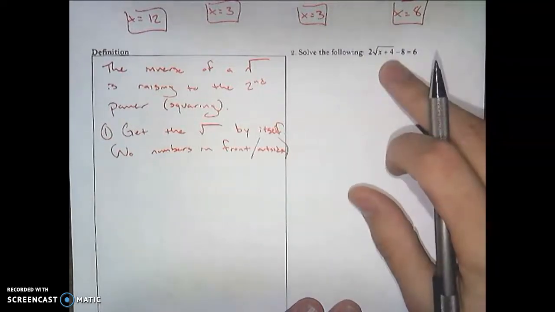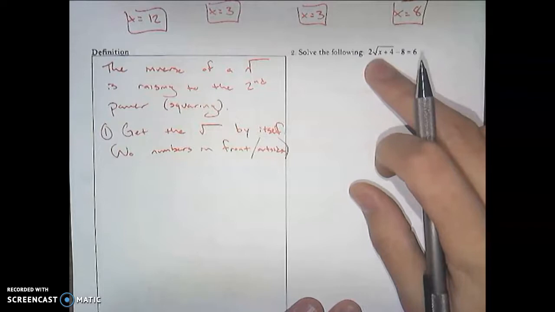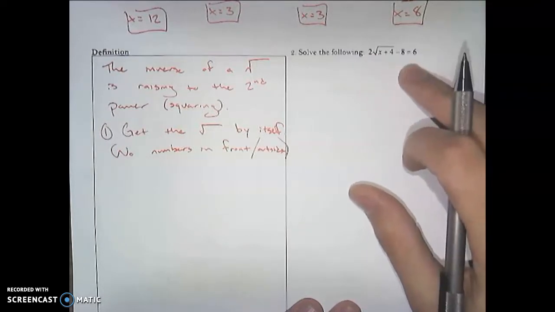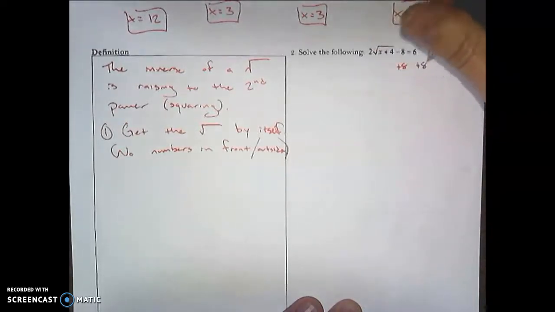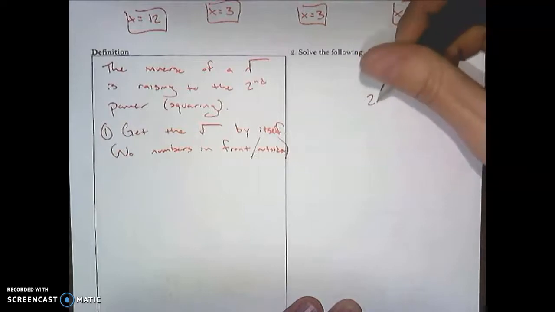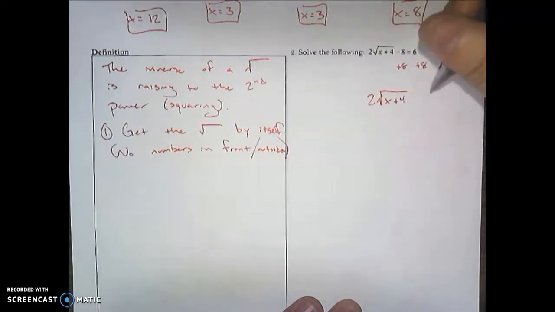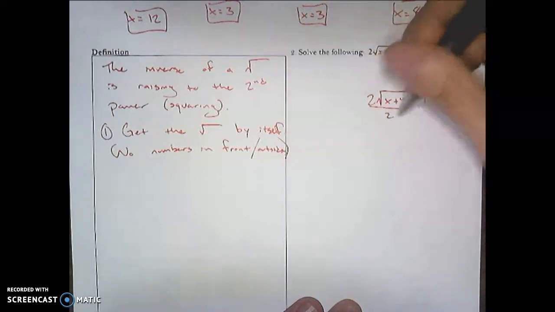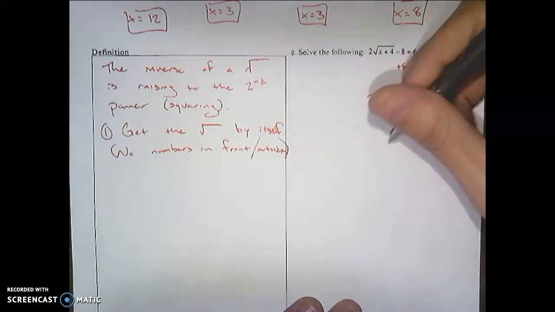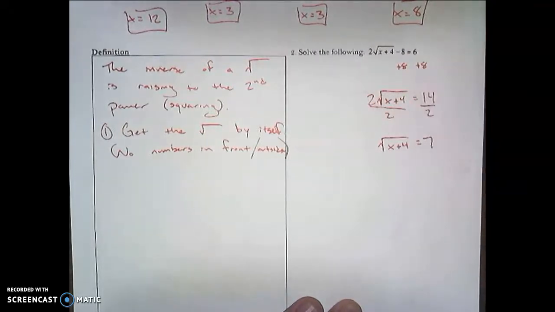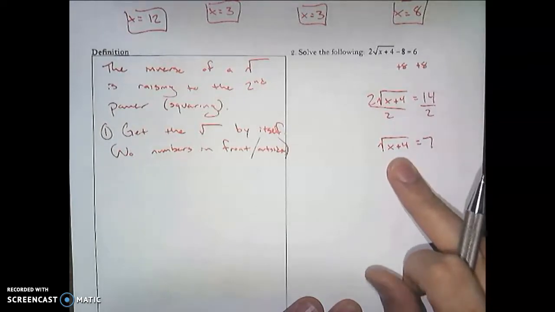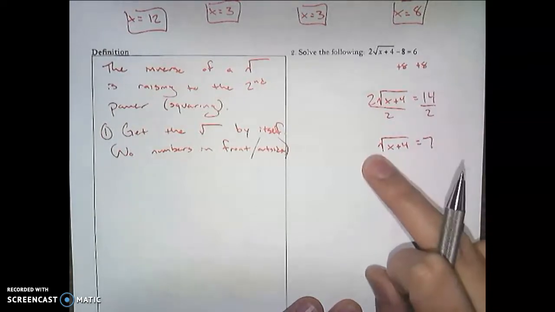So looking at this here, well, we've got 2 times the square root of x plus 4 minus 8 equals 6. In order to get the square root by itself, we first have to add 8 to both sides. And we have 2 times the square root of x plus 4. The minus 8 and plus 8 cancel. We have 6 plus 8 is 14. And then we divide by 2. So the 2's cancel. We've got the square root of x plus 4 equals 14 divided by 2 is 7. So now we've got the square root by itself. There's no numbers on the outside and there's no numbers in front of it.